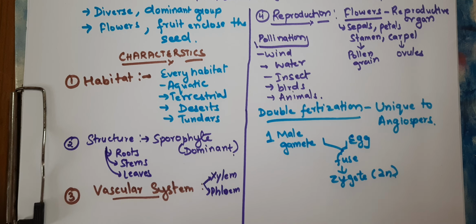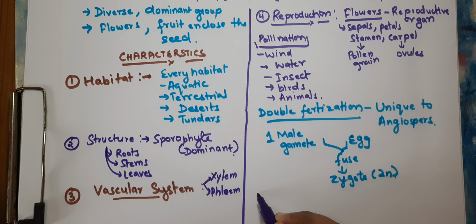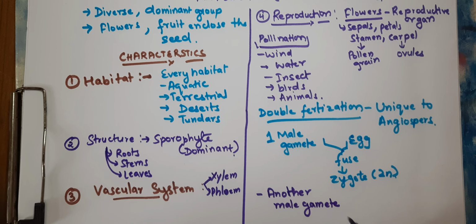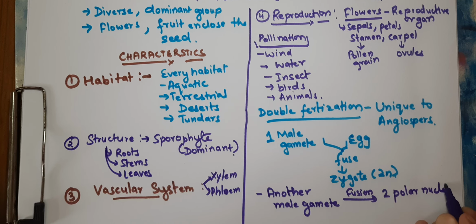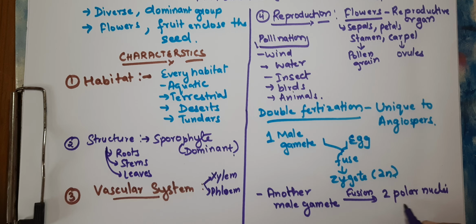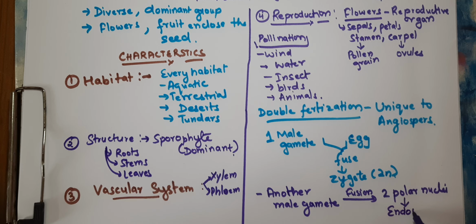Okay, so this is the first step. The next step is that there will be another male gamete. This other male gamete will also undergo fusion, but with the two polar nuclei. So it will fuse with the two polar nuclei and this will lead to the formation of the endosperm. And this endosperm is the nutrient-rich tissue.